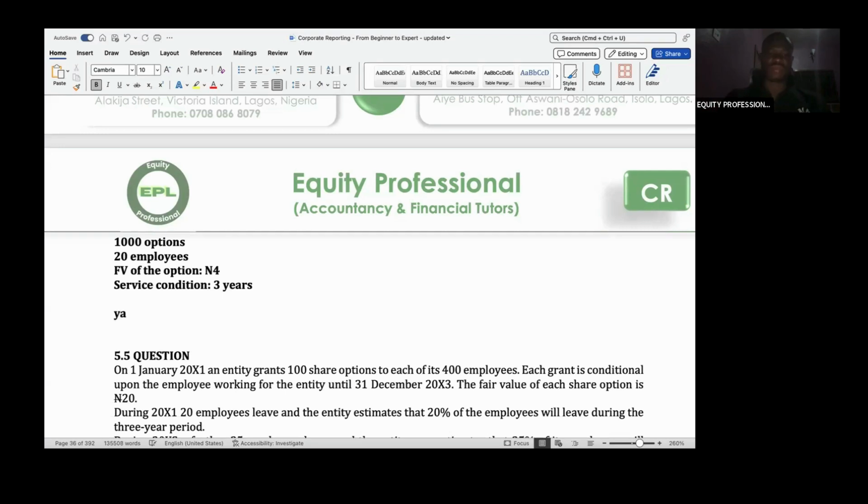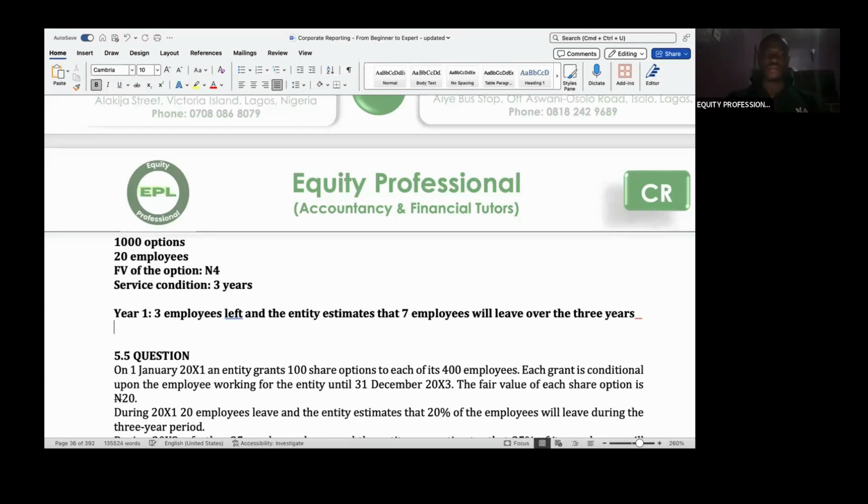I told you that if they told us that in year one, 3 employees left the company, and the entity estimates that 7 employees will leave over the 3 years, how do we deal with this?